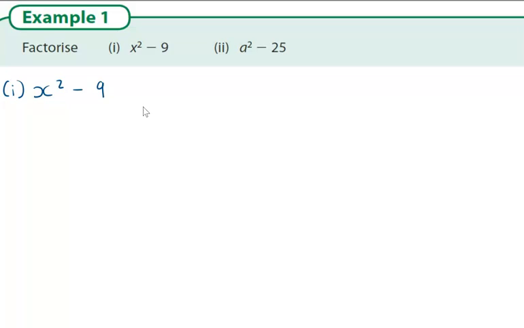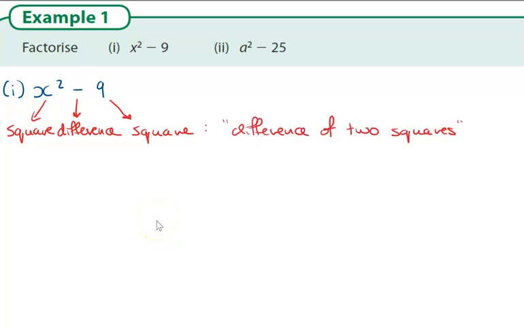So let's have a look and see if we can use the difference of two squares here. That's a minus, so it's a difference. x squared is a square number, and 9 is a square number. So we have the difference of two squares. So we're going to have two sets of brackets. One's going to have a plus in the middle and one will have a minus in the middle.